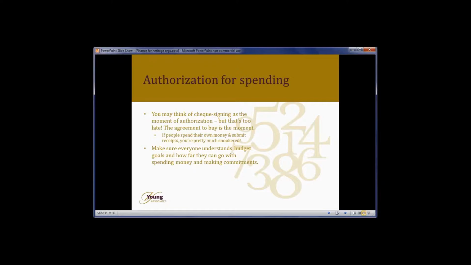So they need to be brought into that process, at least to the extent of understanding how their particular event or program fits into the bigger picture. They also need to know how far they can go with spending money and making commitments.